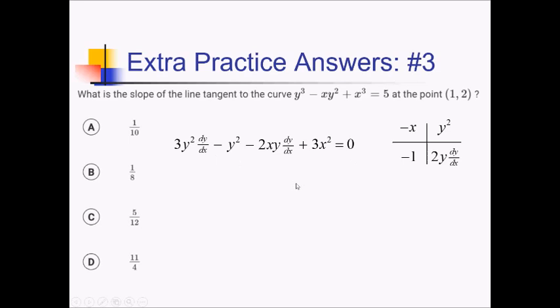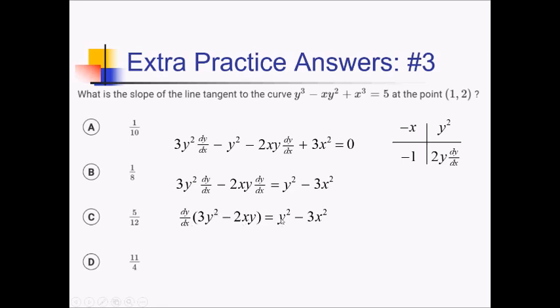To do that, we're going to keep anything with dy over dx on the left side, move everything else to the right side. So staying on the left side, we have 3y squared dy over dx and negative 2xy dy over dx. Moving to the other side, when I add this over here, I've got a positive y squared, and I'm also going to have a negative 3x squared when I move this over here. All right, let me factor out dy over dx. So that's going to be 3y squared minus 2xy inside there. And then I'll just divide by that parentheses to get dy over dx by itself.